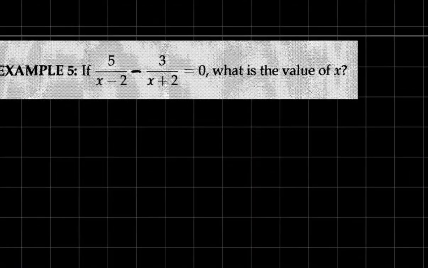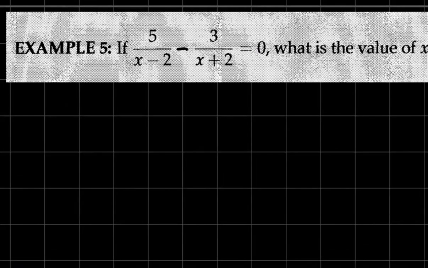Example number 5: 5 over x minus 2 minus 3 over x plus 2 equals 0. What is the value of x? So as we said, this example can be done way faster using Desmos, and I will show you how to do it using Desmos, and also it can be done manually. And actually I prefer all the students to know how to do it either manually or by using Desmos. So let me solve this first manually.